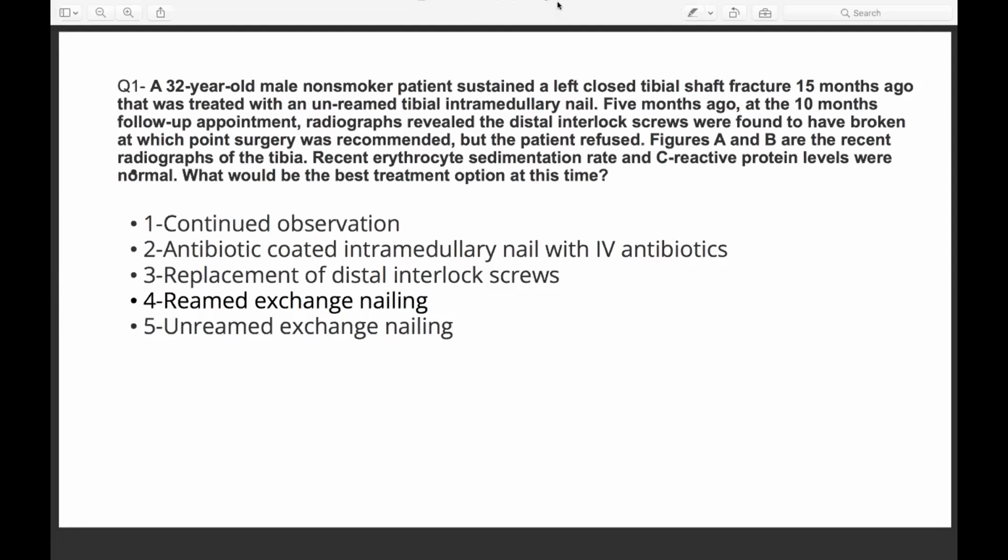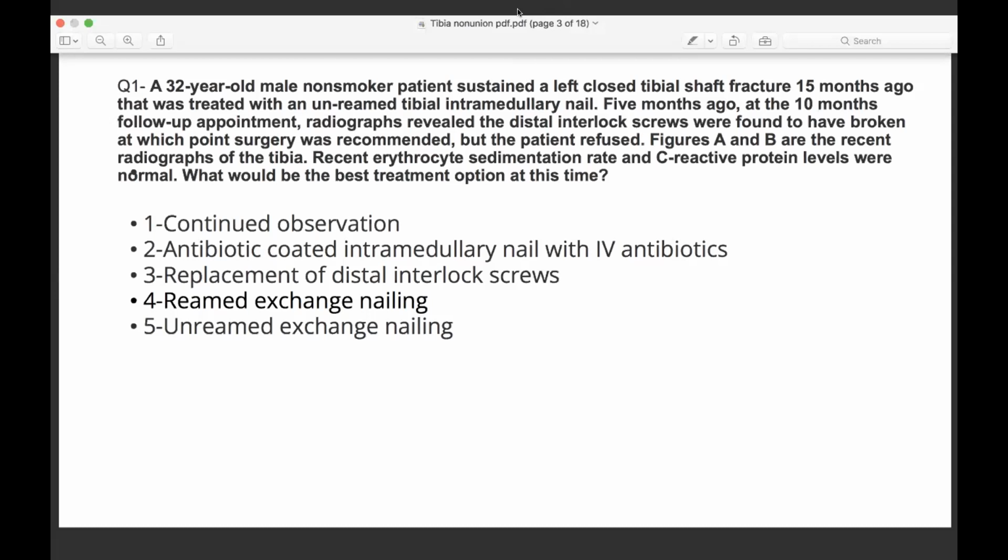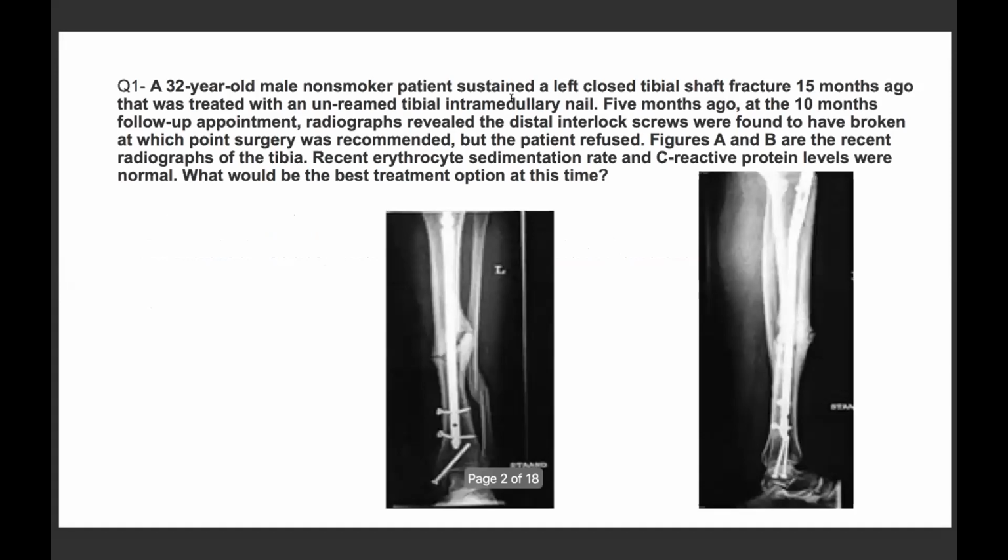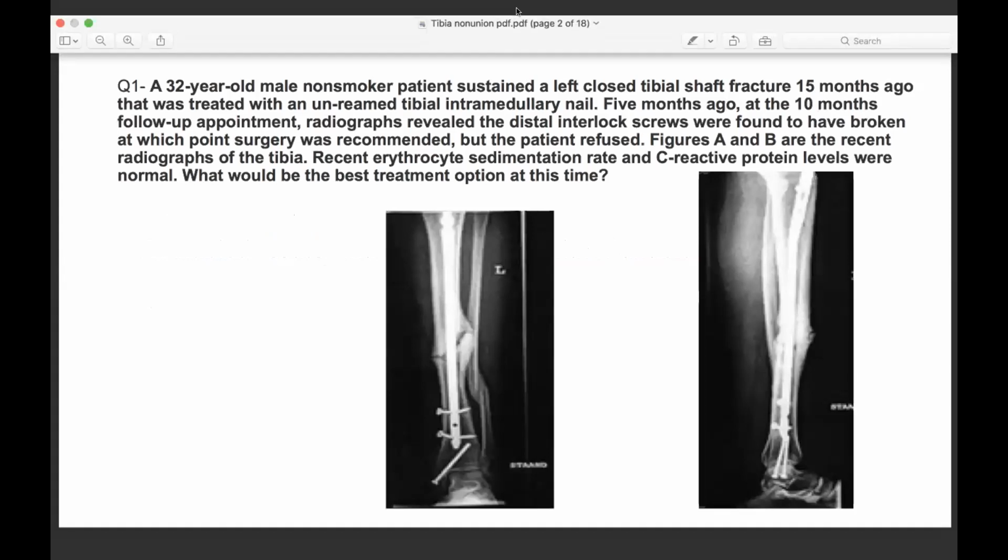So of all the options here, only one option is actually presenting a different approach that's directly tackling the non-union, fixing our two main issues, which is in this fracture, stability is the main issue. Screws broken because the nail was moving too much. And hypertrophic non-union means that there was a lot of motion. And there was a gap as well. If you can go back to the image, you will see there was a gap. So biology was also an issue. So out of these options, I would recommend number 4.